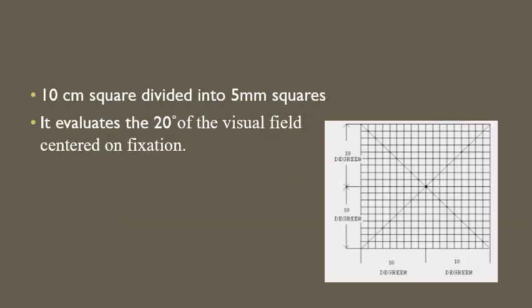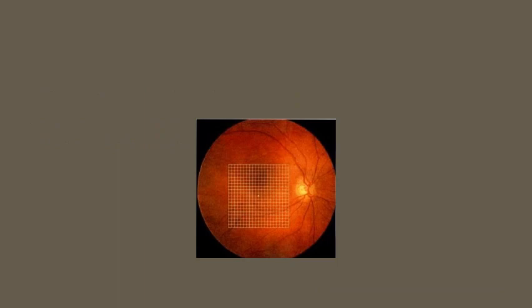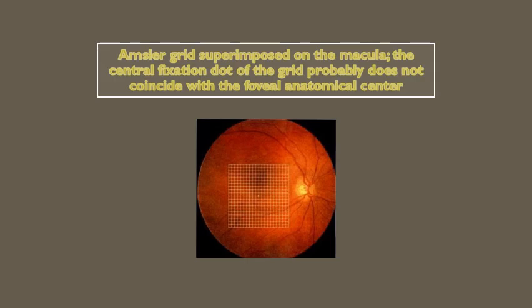If we talk about the design of the Amsler grid, it is basically a 10 centimeter square which is further divided into small 5 millimeter squares, and it is used to evaluate the 20 degrees of the visual field centered on the fixation. Here we can see an Amsler grid superimposed on the macula, and we can see that the central dot probably does not coincide with the foveal anatomical center.